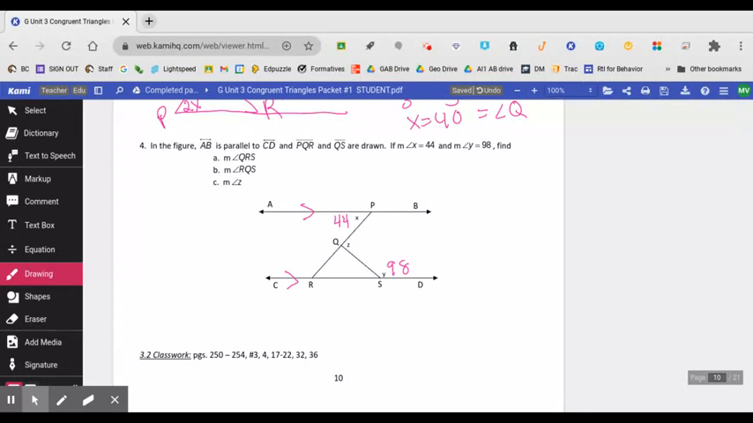So to find QRS, remember when I'm drawing the angles, I kind of do dot to dot. How am I going to find that? I want you to pause and I want you to think about the parallel lines.